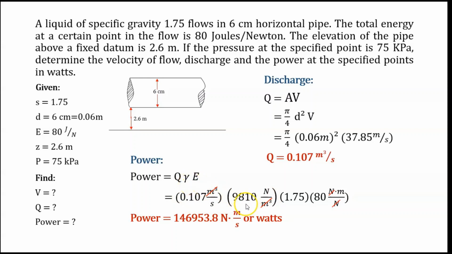which is equal to the specific weight of the water multiplied by the specific gravity. So we have now 9,810 Newton per cubic meter multiplied by 1.75 multiplied by 80 joules per Newton, or 80 Newton meter per Newton. So the unit Newton here will be cancelled and also the cubic meter here will be cancelled. So plugging this in the calculator, we will now have the power, which is equal to 146,953.8 Newton meter per second, or watts.